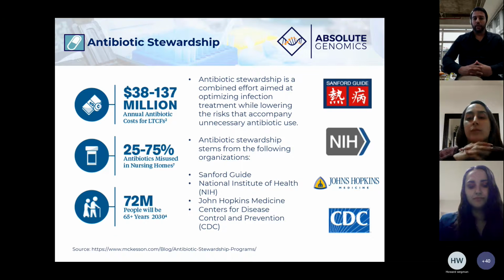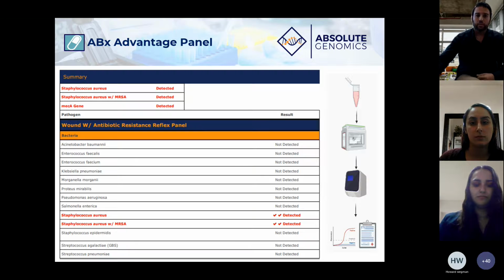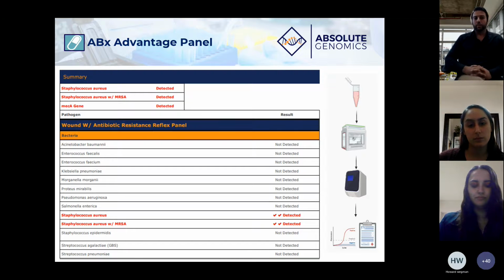As you know, there are four main bodies that are involved in this: the Sanford Guide, Johns Hopkins, CDC, and NIH. So at Absolute Genomics, we wanted to trickle all that information into a single report, and we were able to achieve that. So let me explain to you what the Absolute Genomics report looks like.